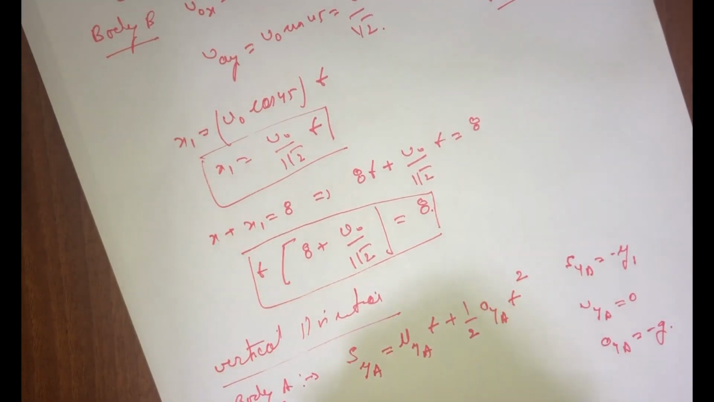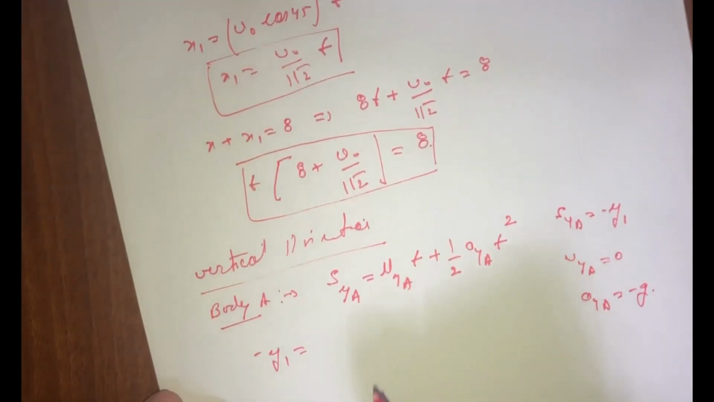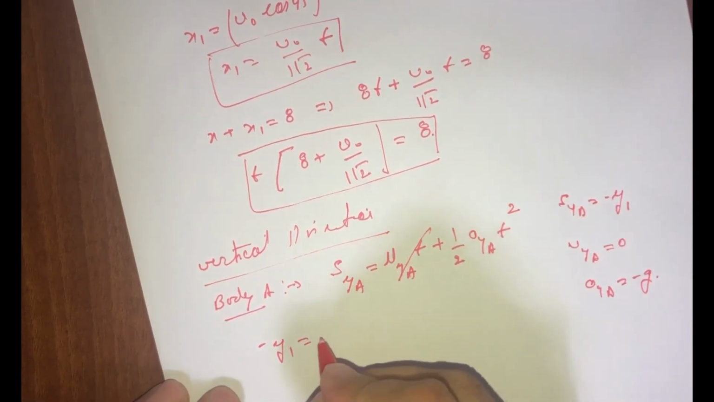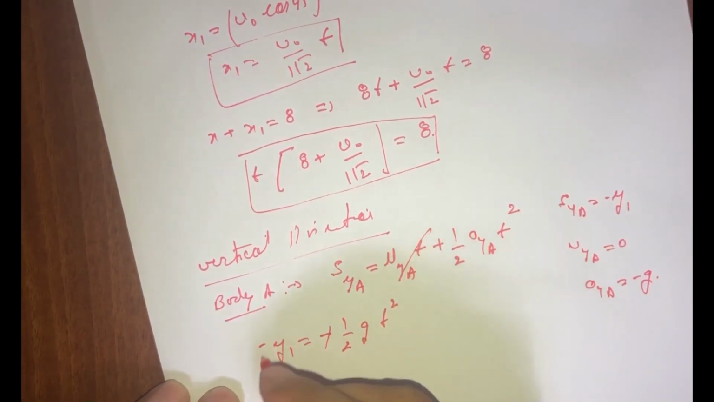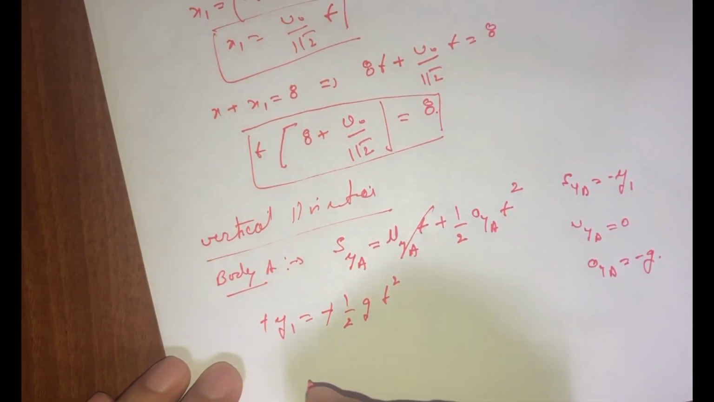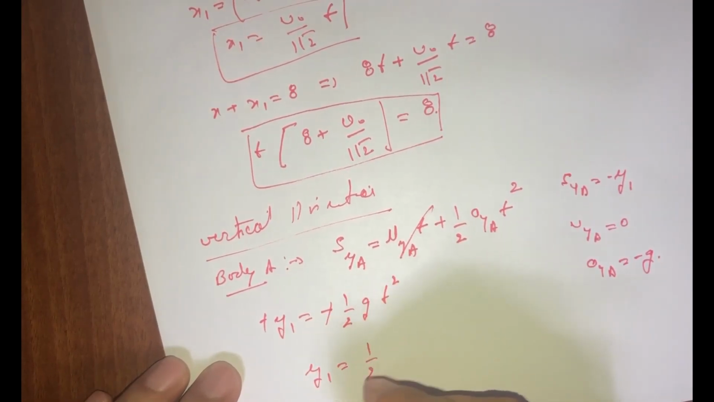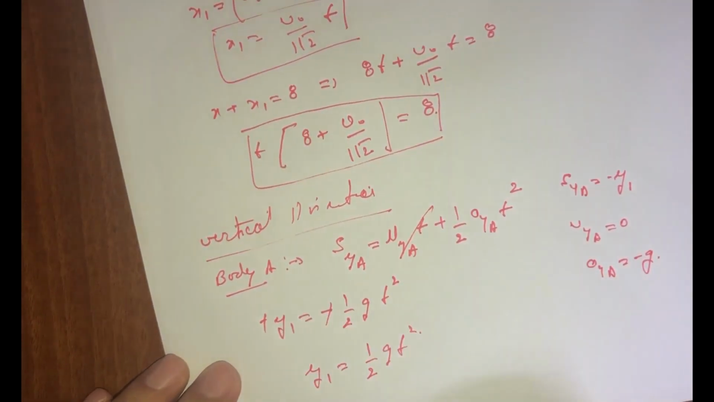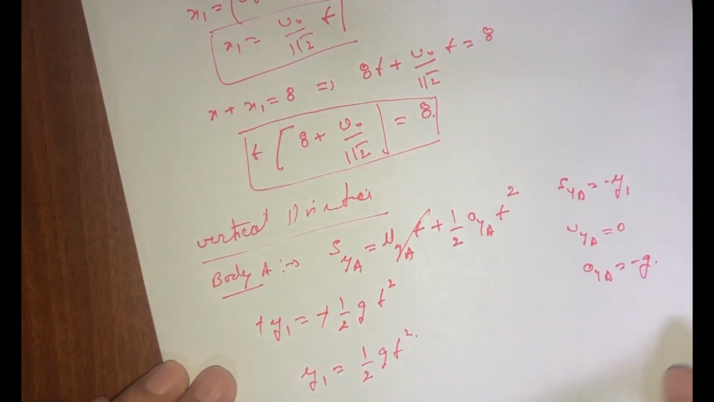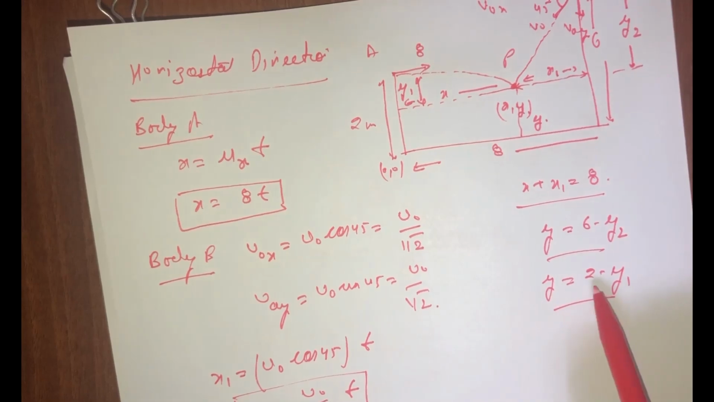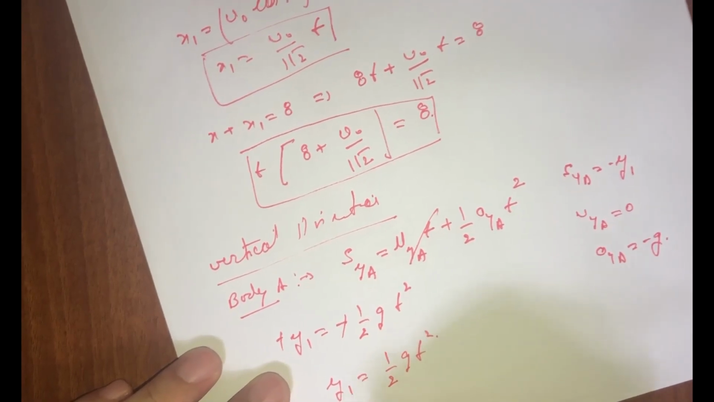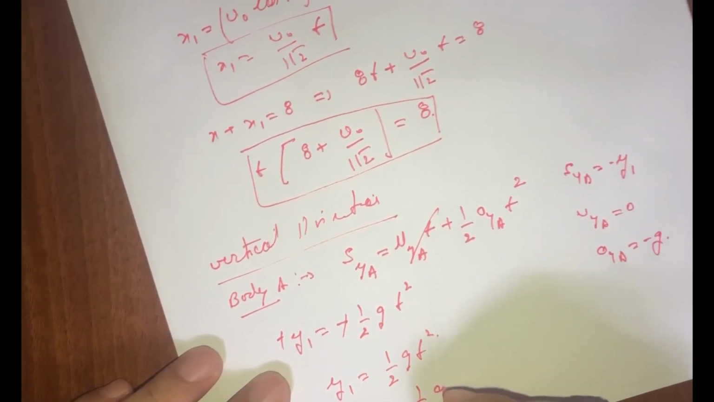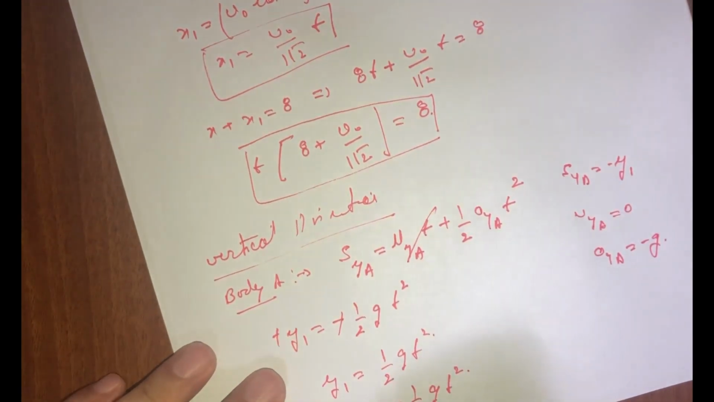So we can say that minus y1 is equal to 0 minus half g t squared. So we can say that y1 is equal to 1/2 g t squared. And we also know that y is equal to 2 minus y1. So y is equal to 2 minus 1/2 g t squared. This will be our value of y for body A.